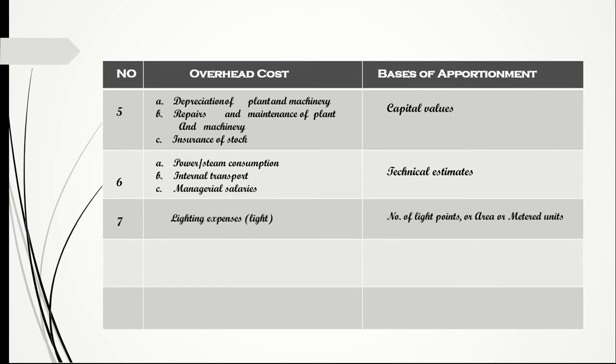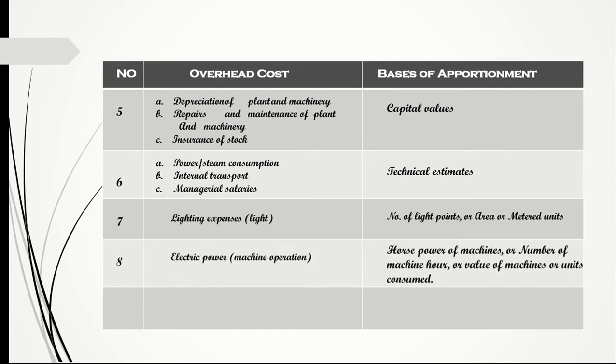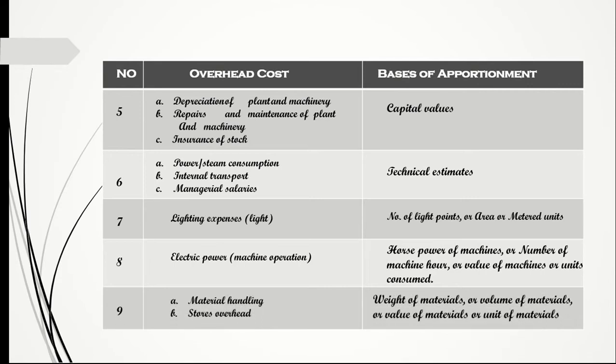7. Lighting expenses are apportioned on the basis of number of light points, or area, or metered units. 8. Electric power and machine operation are apportioned on the basis of horsepower of machines, or number of machine hours, or value of machines, or units consumed. 9. Material handling and stores overhead are apportioned on the basis of weight of materials, or volume of materials, or value of materials, or unit of materials.